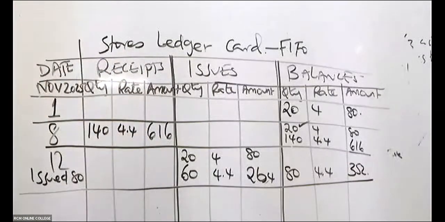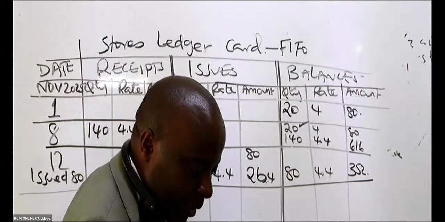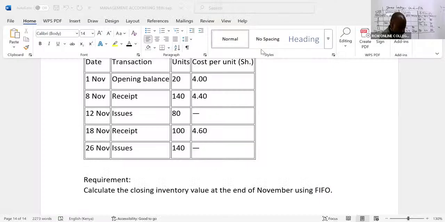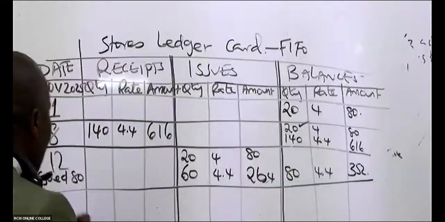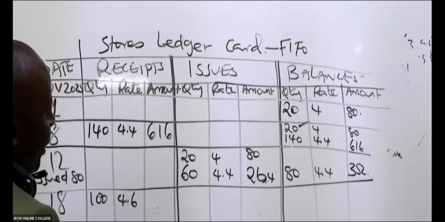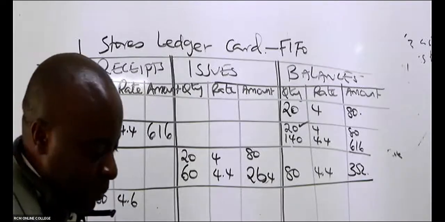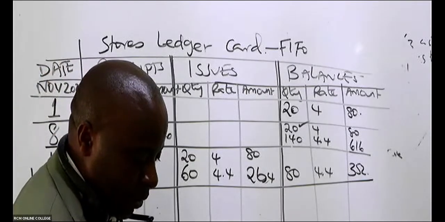I've forgotten the date. Sorry for that. That is the beautiful thing of being an old man. So on the 18th, I really love receiving because they are 100. I'm receiving it at 4.6. So are you able to give me this? What is 100 times 4.6?